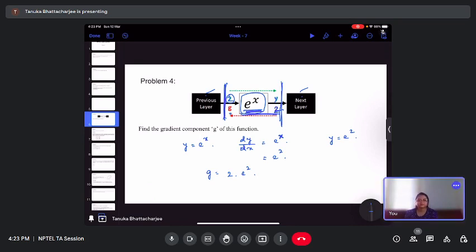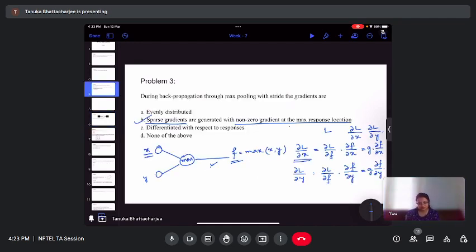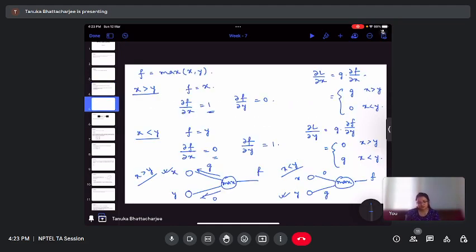Ma'am, in problem number 3, we are considering two different conditions: if x is greater than y and x is less than y. And when we are finding the delta of L with respect to x, we are again considering two conditions. I could not understand why we are considering them again. If x is greater than y, we write the derivative, and otherwise simply 0.